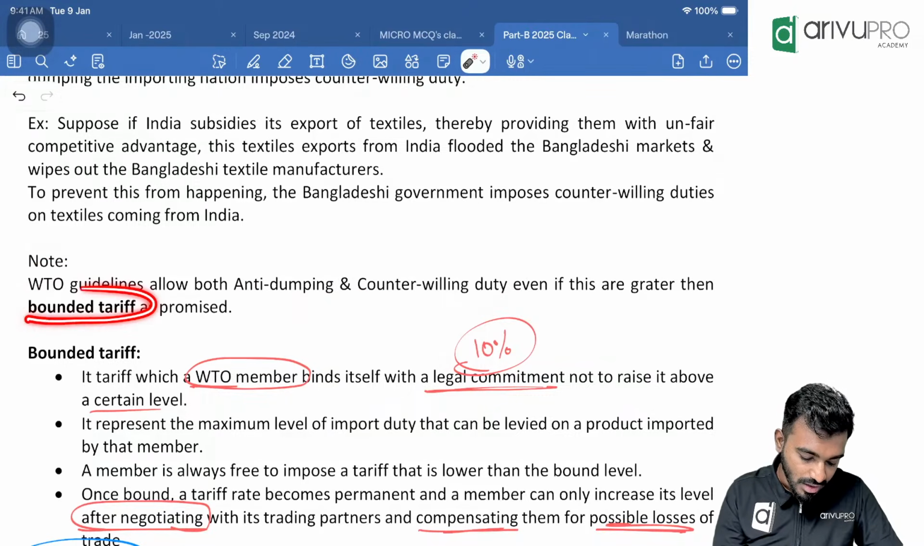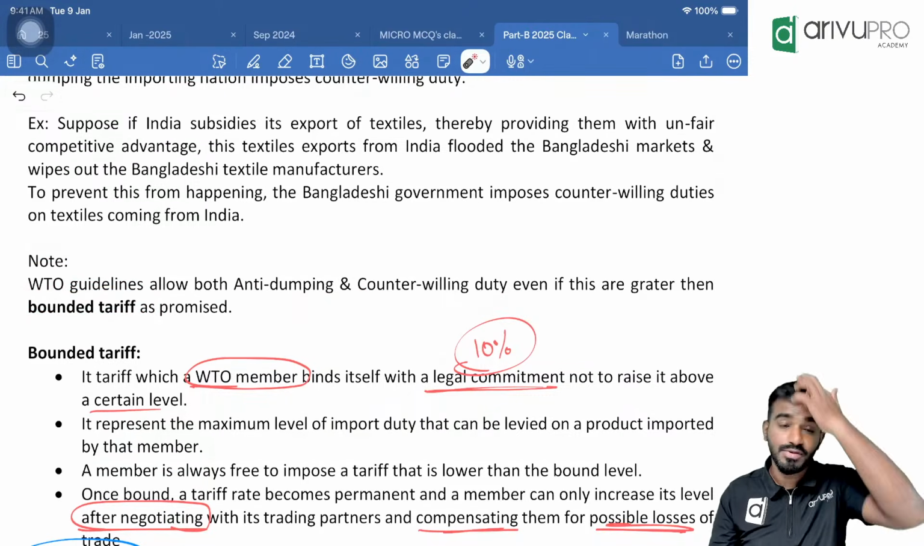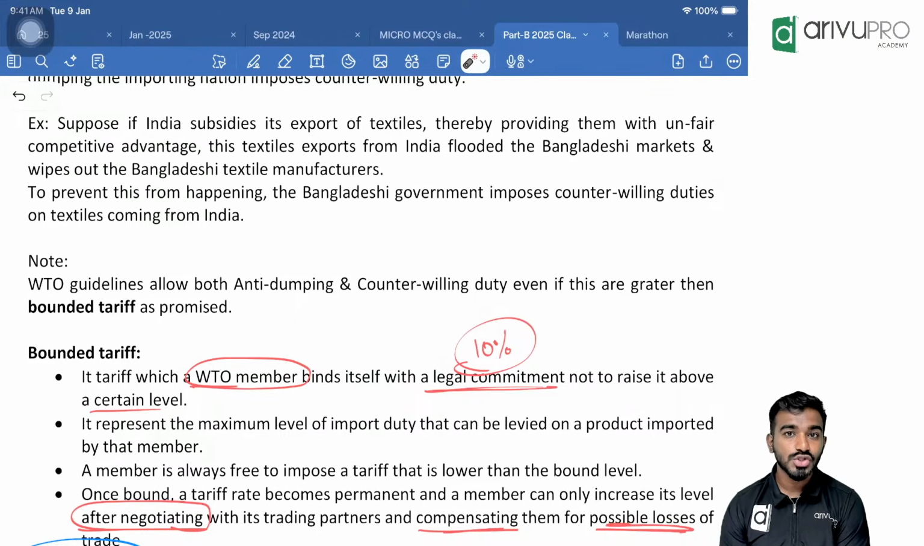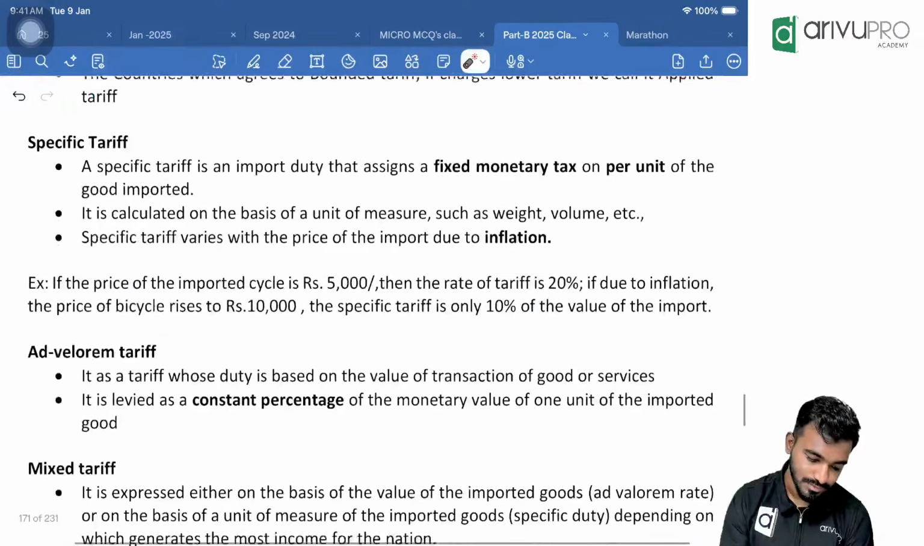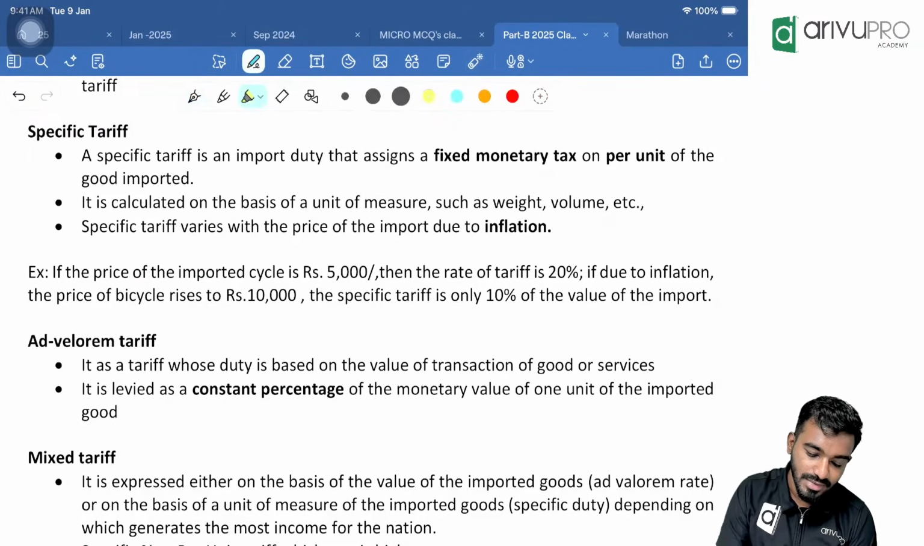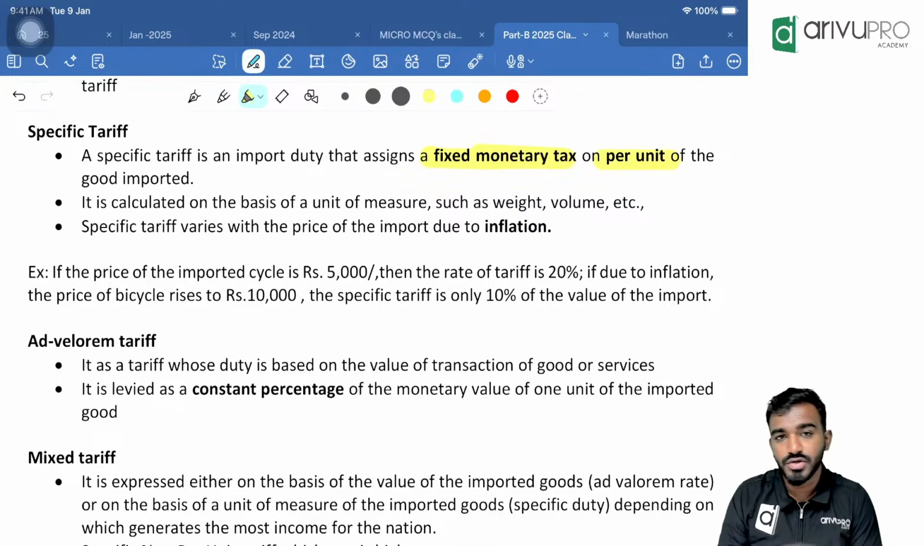Both is approved even if it is beyond bounded tariff, and only under the dumping. Only to stop the dumping activity, WTO guidelines will allow. So this is one of the important parameters. Clear? And specific tariff. It's a fixed monetary tax. Kindly remember these keywords. On every single unit, what is a fixed tax?